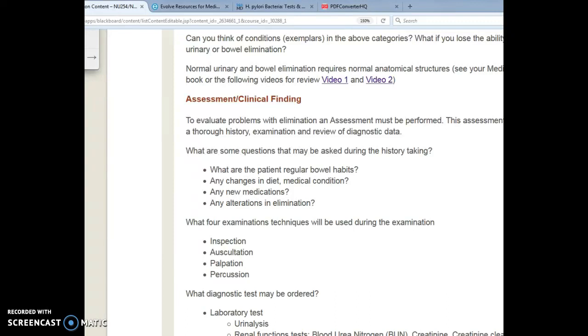New medications. Good question to ask, especially if it has to do with narcotics. We usually pin narcotics as being a contributing factor to constipation, but there is research out that narcotics can definitely hinder or actually cause urinary retention. So you want to be mindful of that as well.